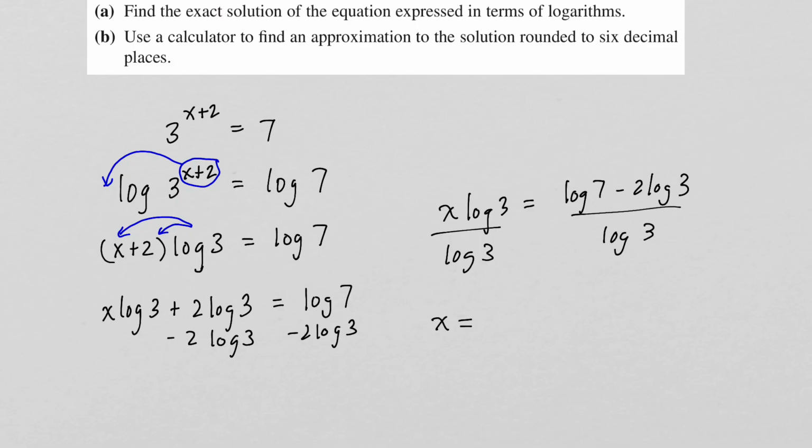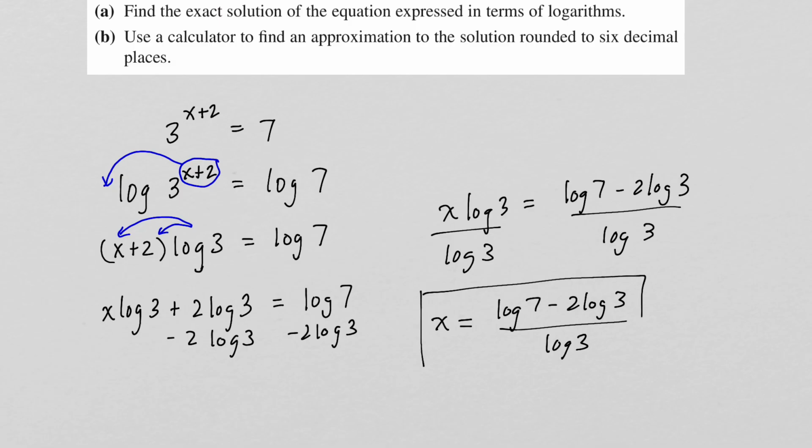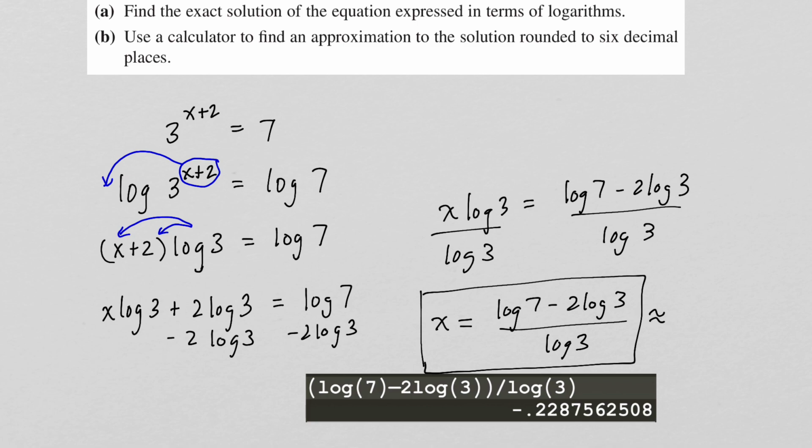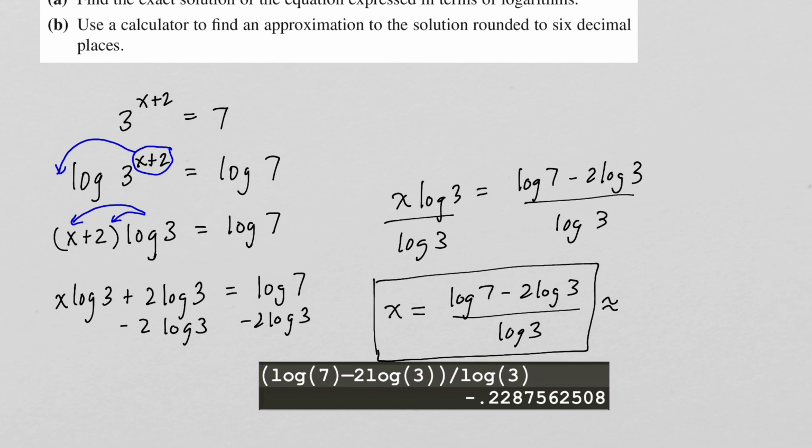And we get x is equal to log of 7 minus 2 log of 3, divided by log of 3. And this is our exact answer. And again, we can approximate this by plugging it into a calculator. And once again, you can see the approximate answer here is negative 0.2288.